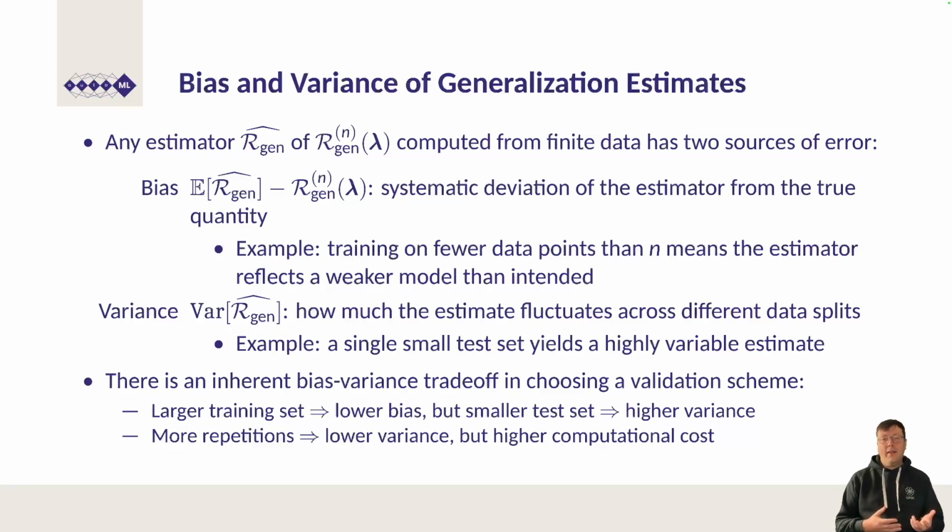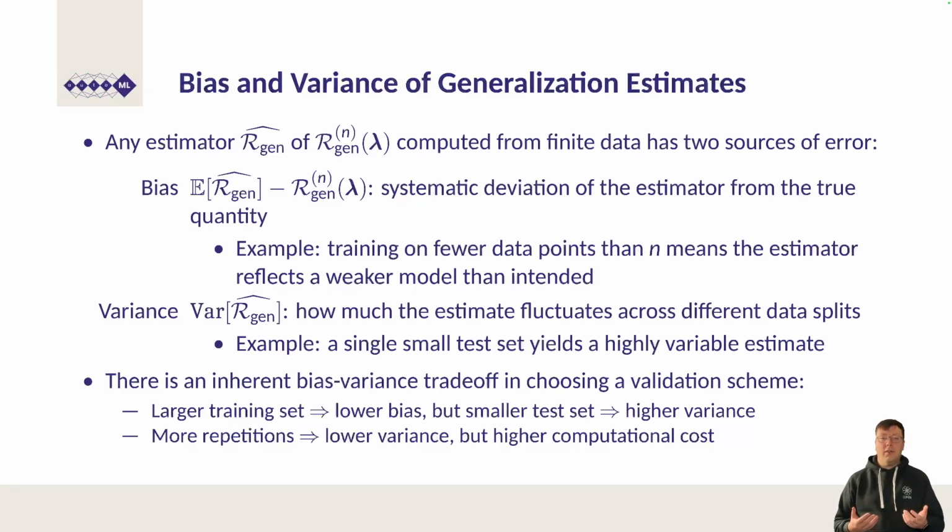Variance, on the other hand, is how much the estimate fluctuates across different realizations of the data split. A high variance estimator gives very different answers depending on which particular samples end up in the training set versus the test set. A single small test set is the canonical example of a high variance estimator. A handful of easy or hard examples can swing the results substantially.